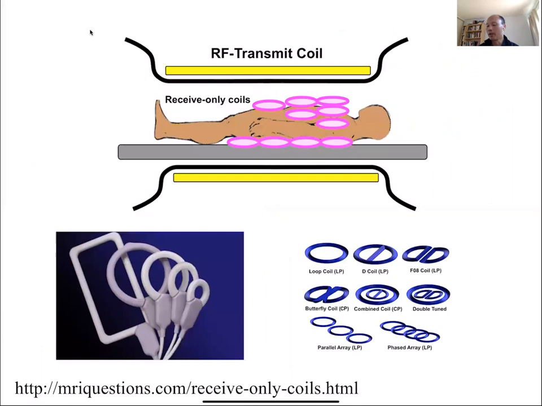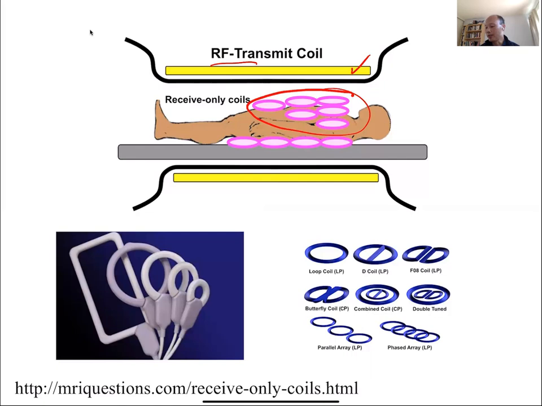You'll have what's called the body coil, which is a big coil that sits around the body. That's what's called an RF transmit coil. The one thing that's very popular now is to have an array of receive only coils. These are the coils that actually listen to the magnetization in the body, and that's what we're going to do our imaging with.